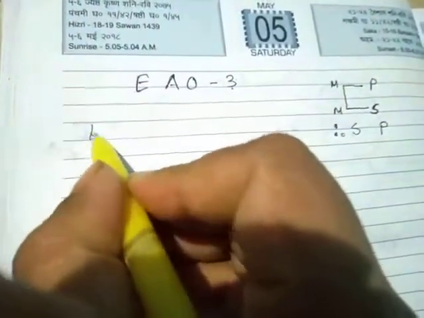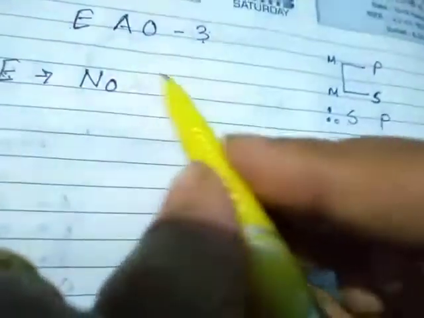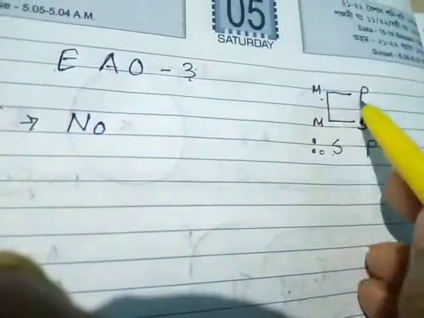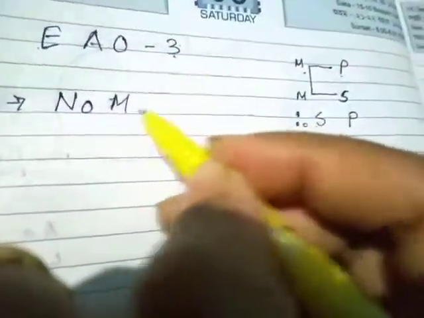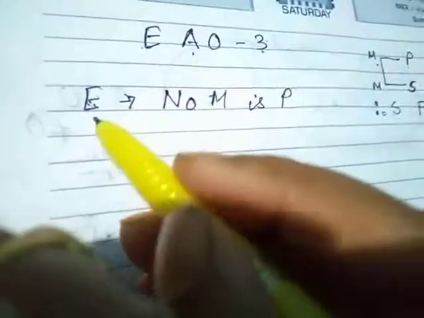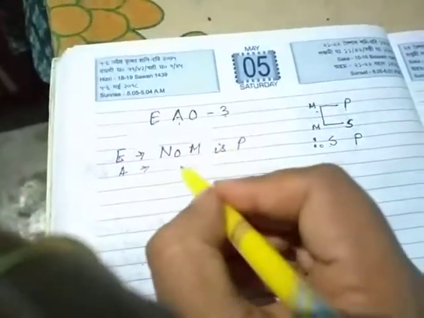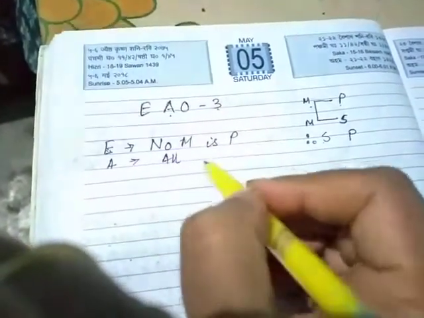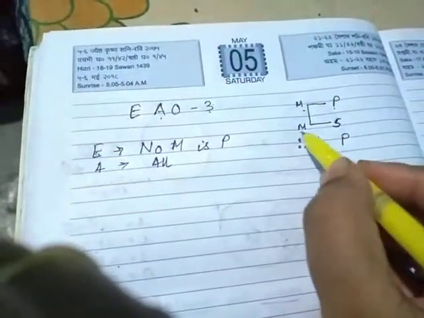Okay, now this is the first premise, so I will write E. E starts with no, and in the first one there is MP. So no M is P. Okay. Second one is A. So it will start with all, and the second line is MS.